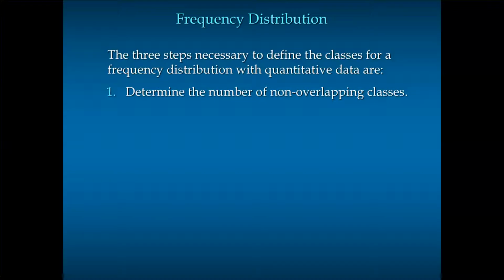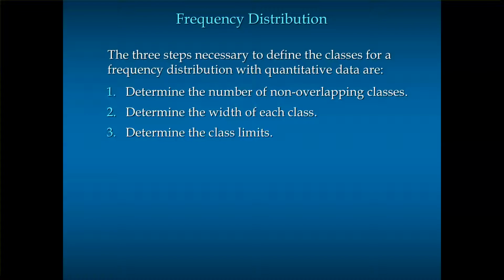So first, determine the number of non-overlapping classes. For instance, you may want to have 3 non-overlapping classes, 4 or 6. The second step is to determine the width of each class. The third is to determine the class limits, which means for each class, what is the lower bound and what is the upper boundary.